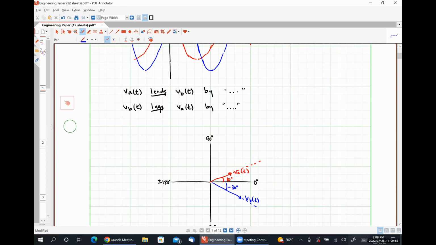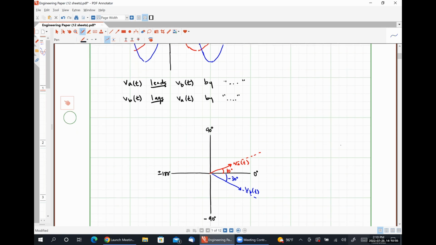So if we have a diagram like this, and we're trying to answer a question, let's give a question to answer here. Say, by what angle does VA of t lead VB of t? What we do is we start our measurement from the second signal that's mentioned.